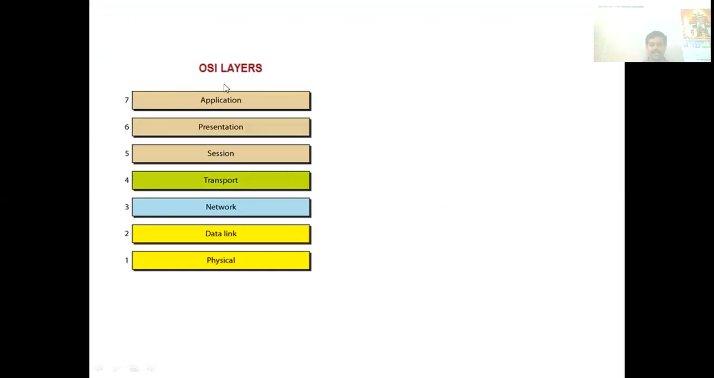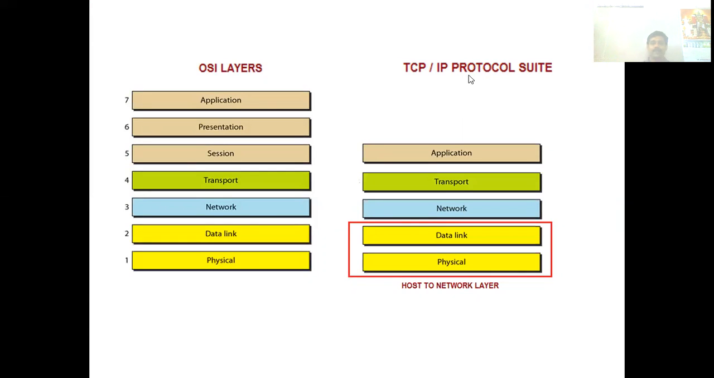Now, first, these are the 7 layers of the OSI ISO model: physical layer, data link layer, network layer, transport layer, session layer, presentation layer, and application layer. Now we are coming to the TCP/IP protocol suite. The data link layer and physical layer can be combined into one layer, and the name of that layer is host to network layer in TCP/IP. Next one is the network layer or internet layer, next one transport layer, and next one application layer.